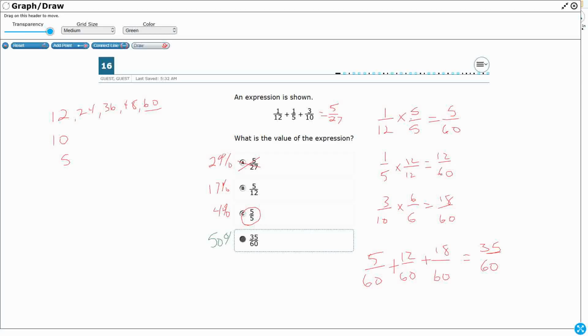So half of our students choose D. So that's not horrible. Now, how did we get some of these answers? Well, if we're looking at A, we just simply added the numerators and denominators, like we said.